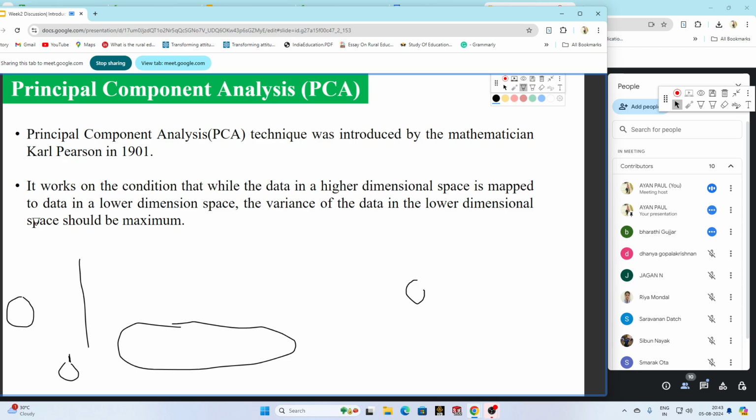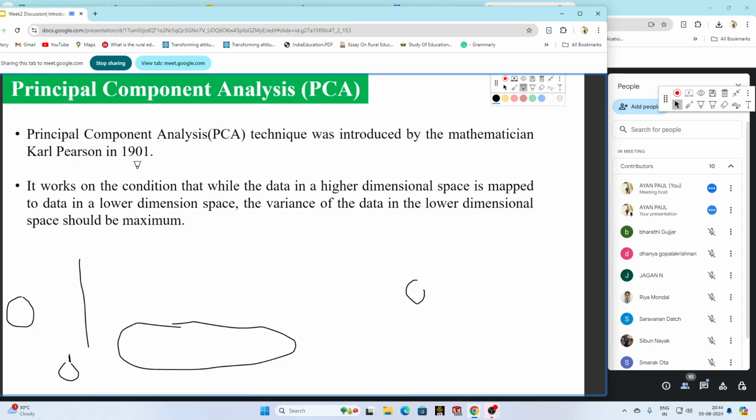Now we are going to principal component regression, principal component analysis, PCA. Subset selection is your feature selection. PCA is your feature extraction method. Principal component analysis was introduced by Karl Pearson in 1901.